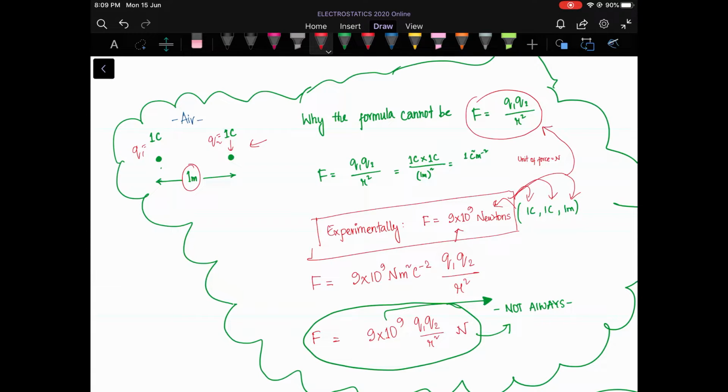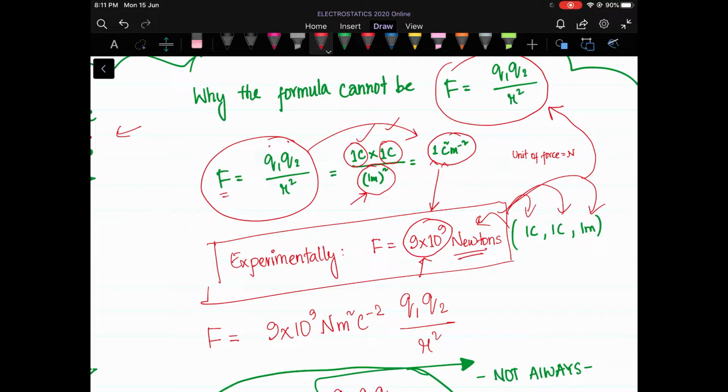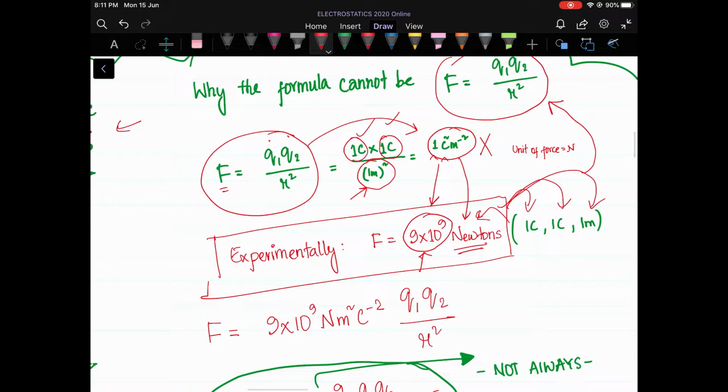Now, if we simply use this formula without that constant of proportionality, we have to write F = Q1Q2/R². We must write here 1 coulomb, 1 coulomb, and we must divide by 1 meter and then square it. Obviously, 1 by 1 will be 1, so we have 1 here, and the units are going to be coulomb square meter^-2. Obviously, this cannot be the answer because we already know that the force between 1 coulomb charges separated by 1 meter should be 9 × 10^9 newtons. Using this formula without a proportionality constant gives us 1 coulomb² m^-2, which is not equal to the numerical value, and even the units are not matching. So clearly this cannot be the formula that we have to use. We need to adjust this formula with some constant.